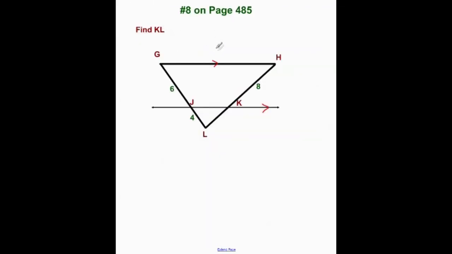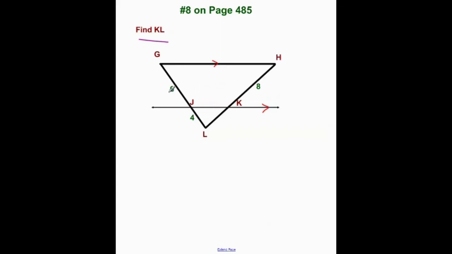All right, this is number 8 on page 485. And we need to find KL. Well, let's see if we have the requirements of the theorem. Here's my line that cuts through the triangle. It is parallel to one side. Looks good. So it looks like we fulfilled the proportionality theorem.